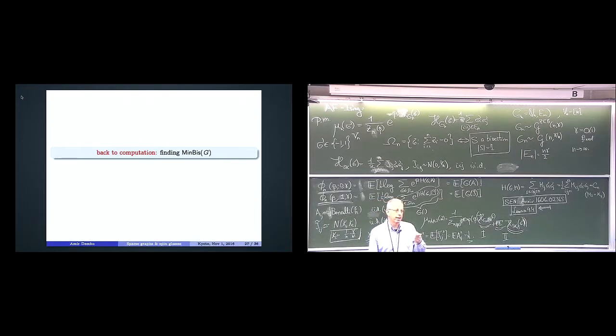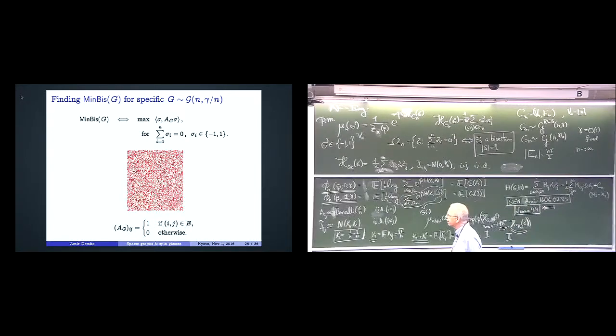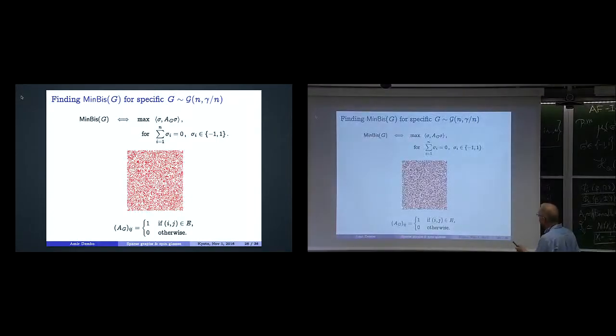That's the problem of finding the ground states in our Hamiltonian. We did not really solve it. We found the value, but never found the actual minimizer. Okay, so we want to find the min bisection for a specific graph. Also finding the value for a specific graph, not up to the leading term, but the actual numbers, that corresponds to finding the maximum of this quadratic form subject to this constraint.